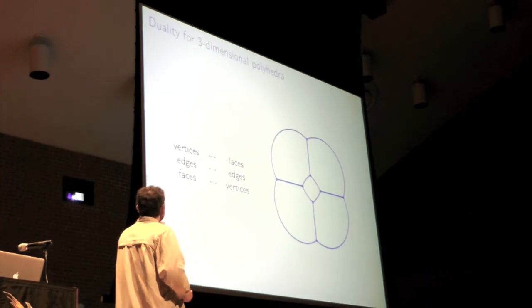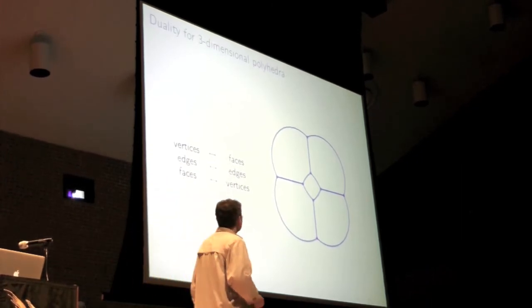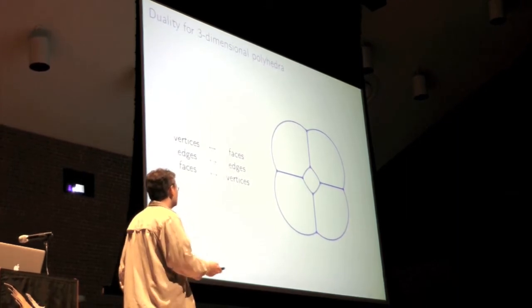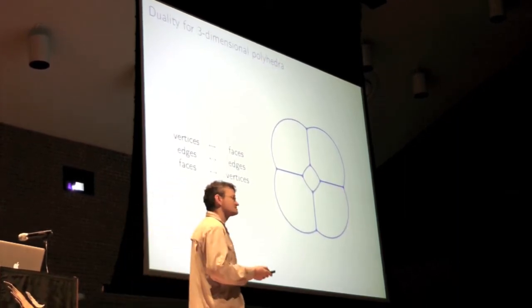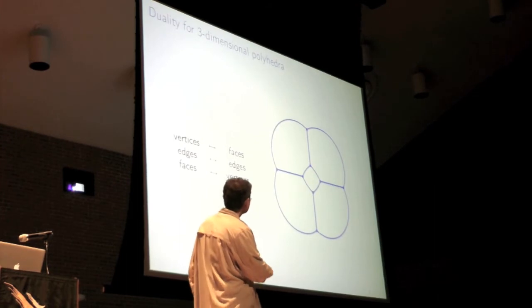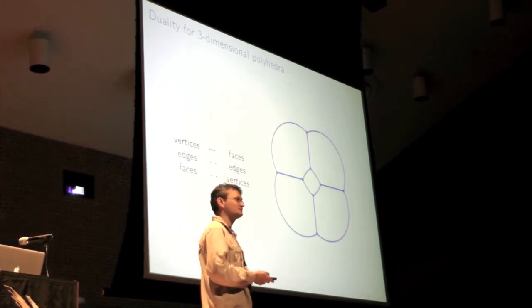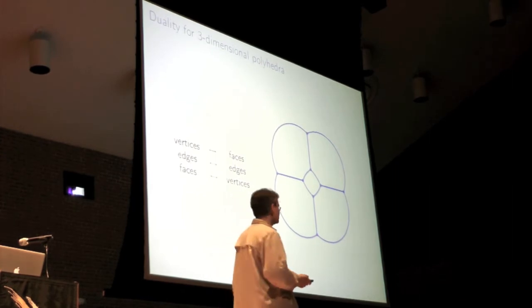Let me talk a little bit about duality. For polyhedra of any dimension, there's a concept of duality where you sort of swap vertices with faces and edges with edges and so on. In 3 dimensions, this is the cube, if you remember. And so what's dual to the cube? Well, most people probably know it's the octahedron.